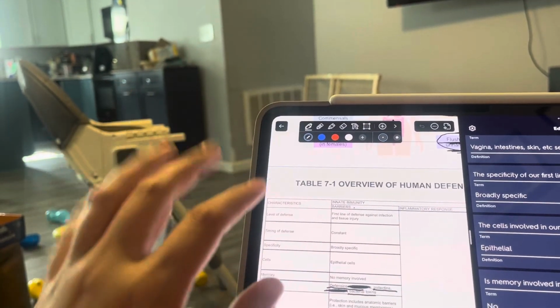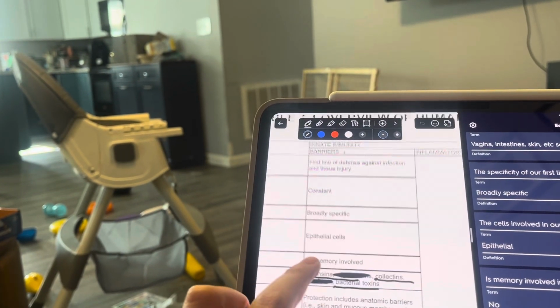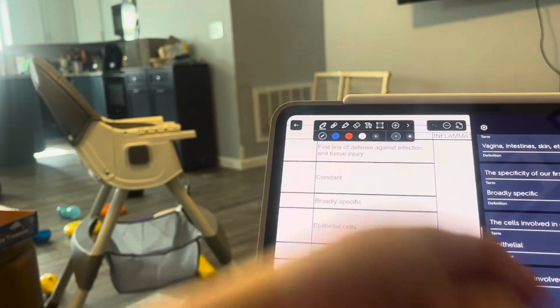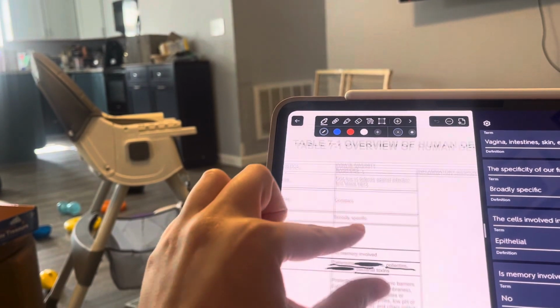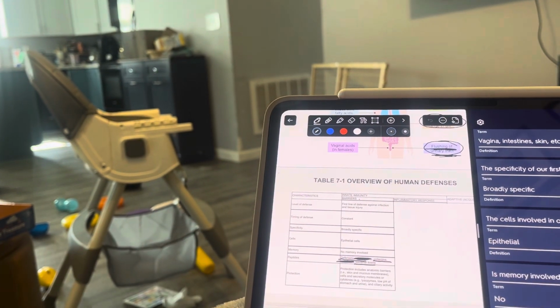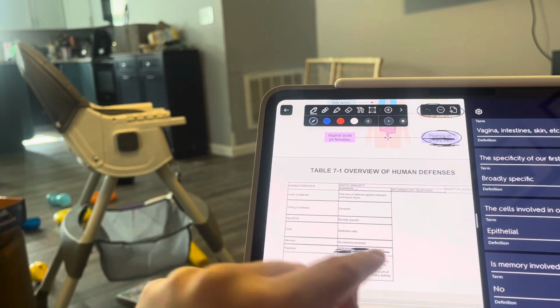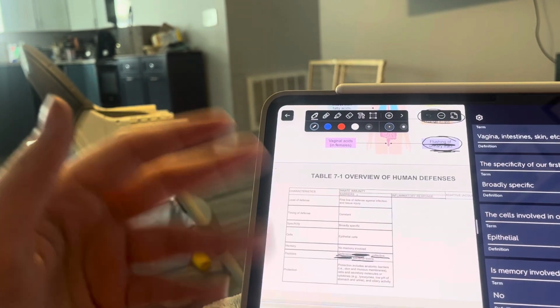Like that's not happening. The peptides are the defensins, the collectins, which are just the flags, and the toxins, which are just on our microbiota and they're just being secreted. And then the protection is anatomic barriers and so on and so on.